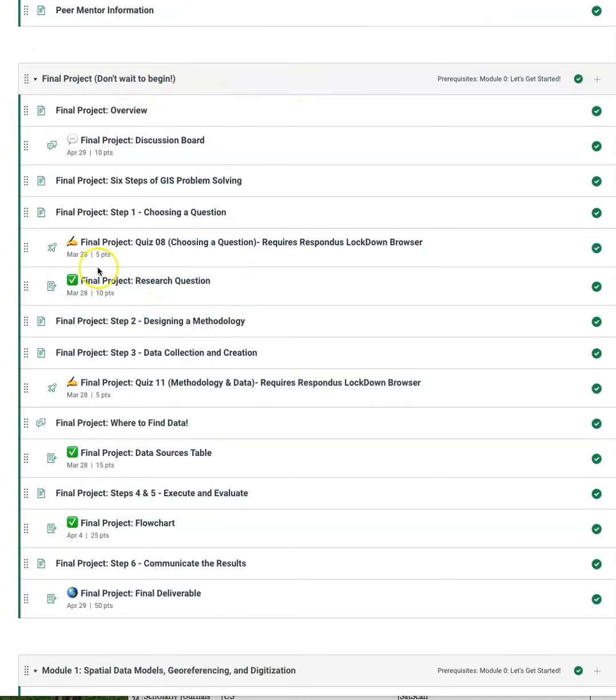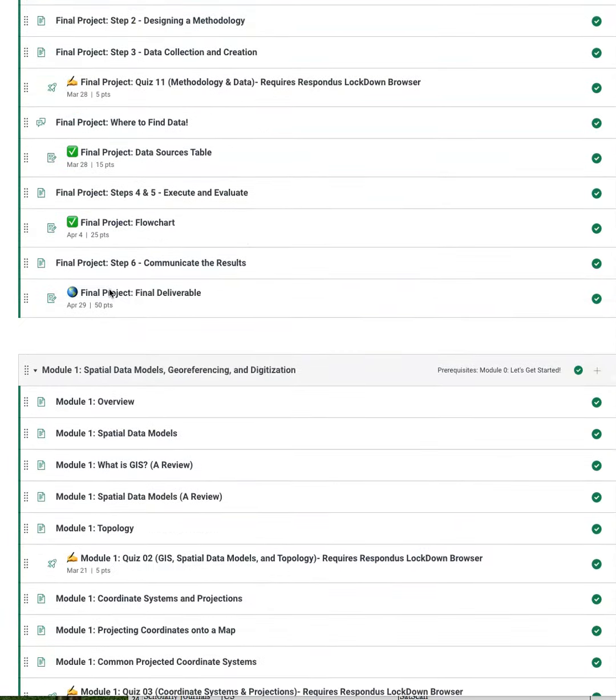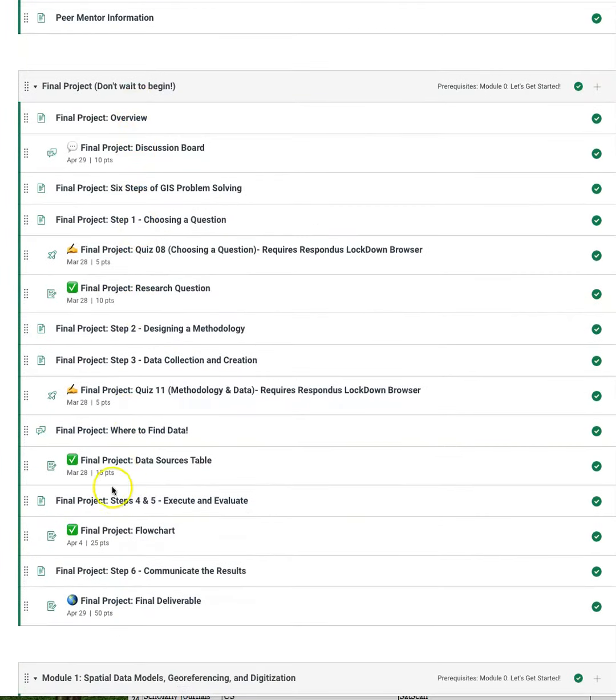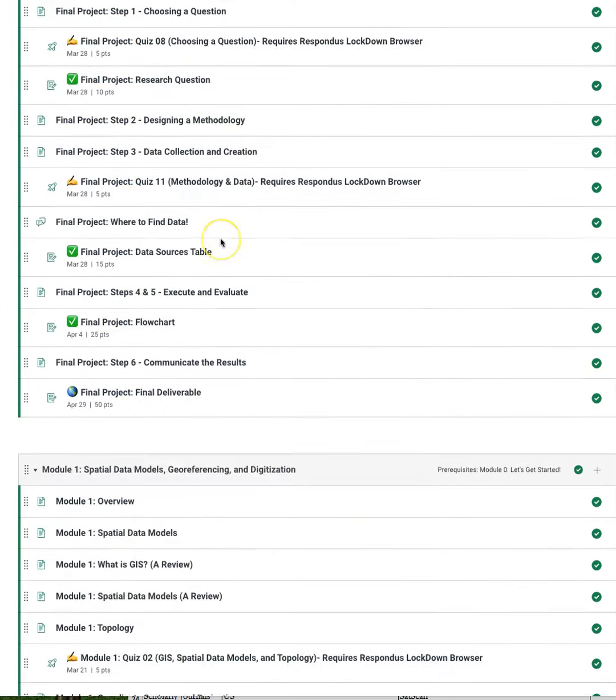This module is all about your final project. Please pay attention to the due dates. Again, the emojis: this is a quiz about things going on, and the checkbox is an actual assignment. So this is your research question. This is due in, 2 weeks? Yeah, 2 weeks. March 28th is when this is due, okay? Anything associated with the final project, anything turning in, is always going to be in this final project module.